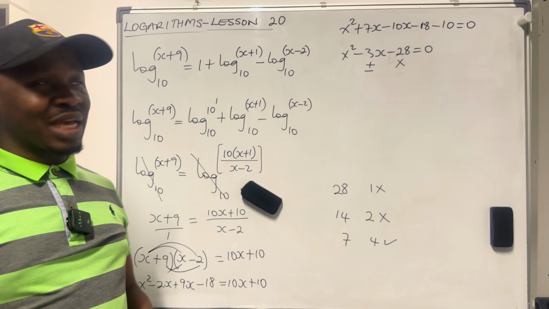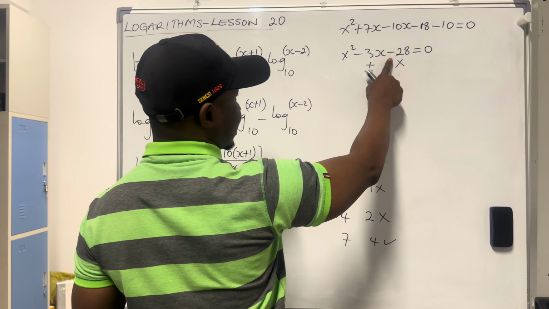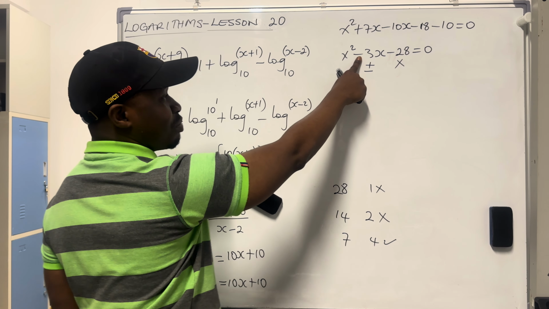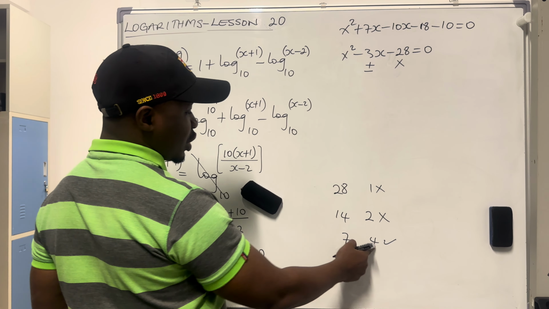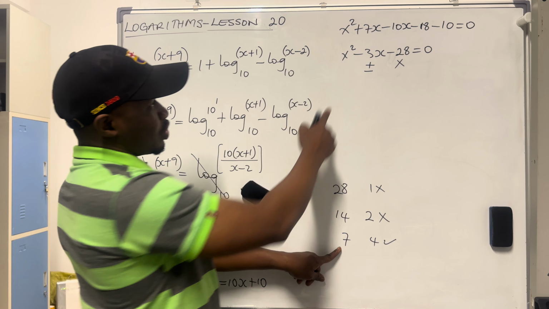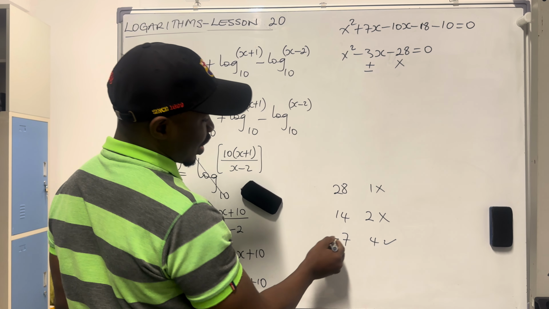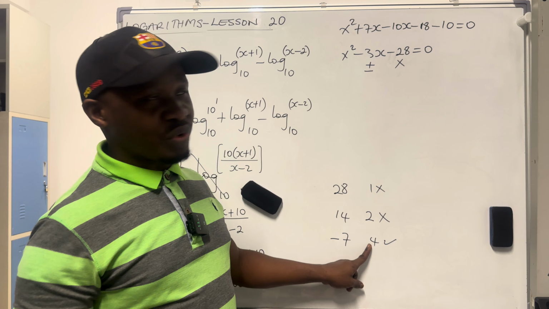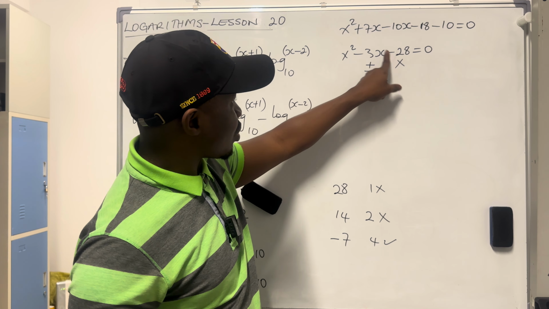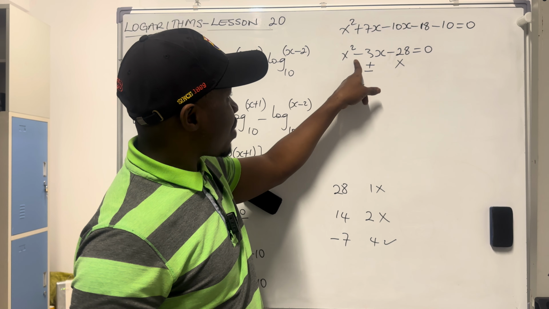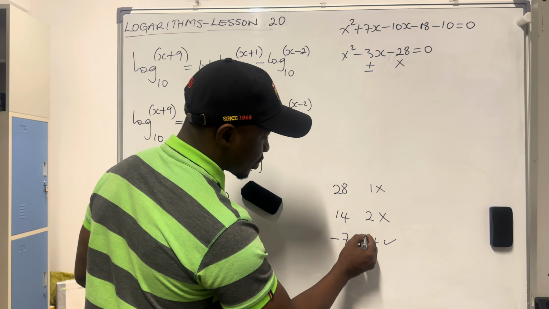How do we give them the signs? First sign, second sign. The first sign goes to the bigger factor. Of these two, which one is bigger? 7. So it takes the first sign. For us to get this sign, what do we do? We say minus times minus. We multiply these two signs. Minus times minus is plus.